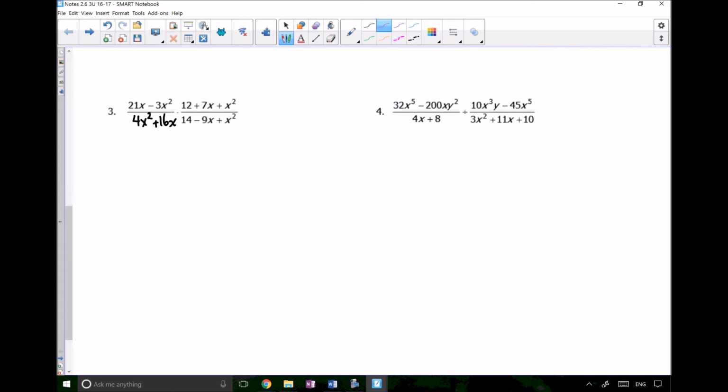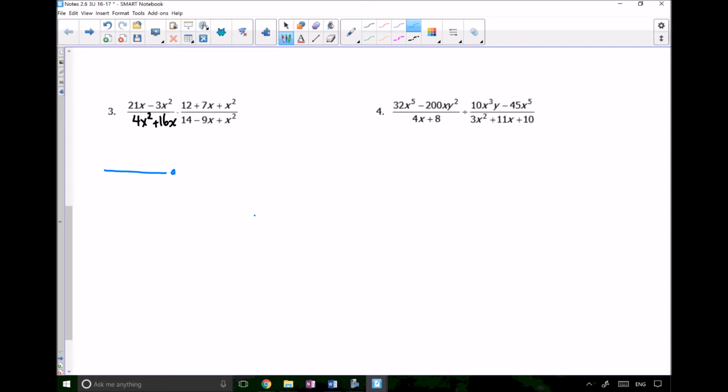Right, in number 3, we have a fraction multiplied by another fraction. So here I don't have to do any kind of multiplying by the reciprocal, any flipping, none of that stuff. So I can go straight to factoring because I have more than just monomials, more than just one term in each one of my fractions. So let's go ahead and factor the first numerator.